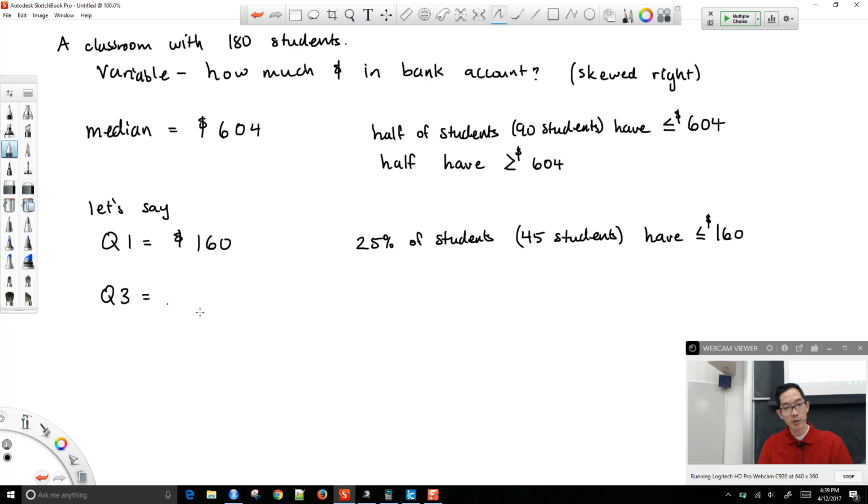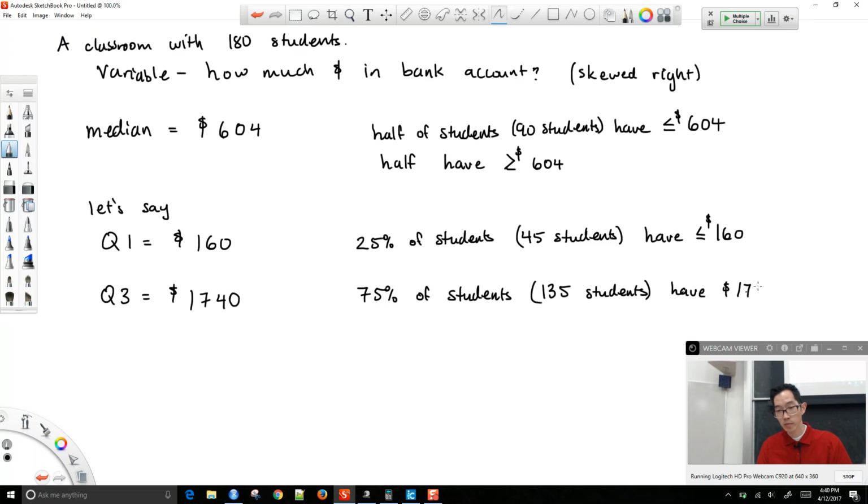Q3, I'm just making up numbers here. Let's say this is 1740. So this means 75% of students, so that would be 3/4, 135 students, have money less than or equal to 1740. Is that okay?